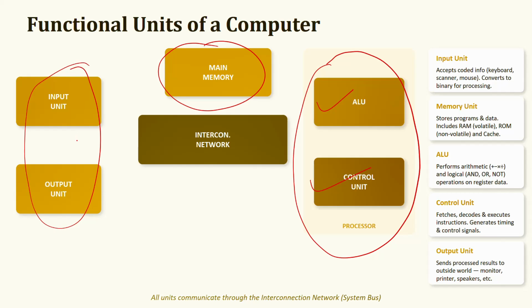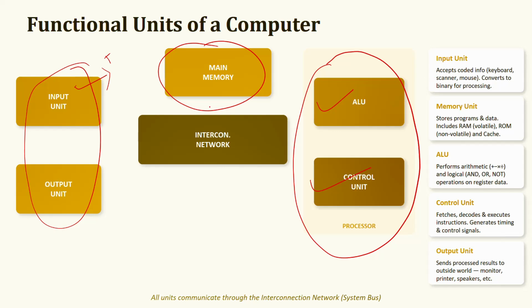Now the input unit will accept coded information, which means the information coming from the keyboard, scanner, and mouse. The input unit accepts coded information from the keyboard, mouse, and scanner. Then the input unit will convert those things into binary for processing in the processor.